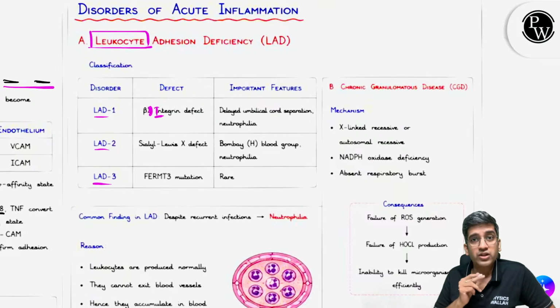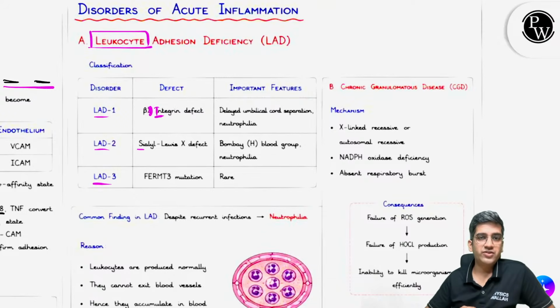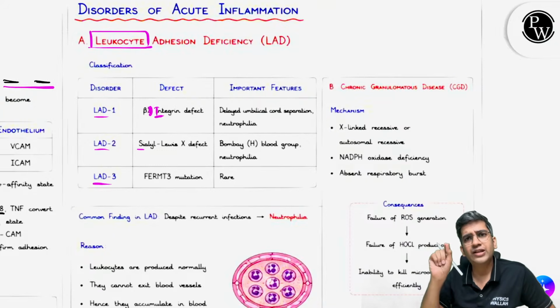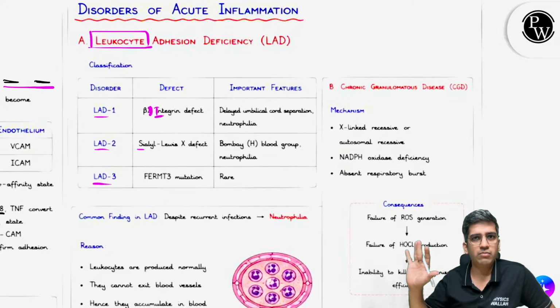Because integrin was there on the WBC. LAD2, 2 looks like S, right? So CLL-Lewis defect. If you invert it, looks like an S. CLL-Lewis defect will destroy the selectin process, so the rolling process. Your integrin defect will destroy the adhesion process. Both will be having recurrent infections.